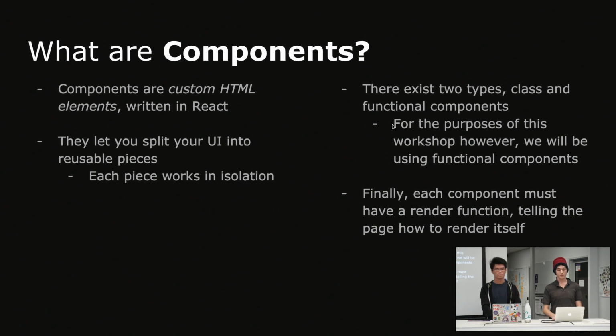All right, so components. Components are pretty much custom HTML elements written in React. They let you split up your UI into loads of reusable pieces, and they involve JavaScript, HTML, CSS. There pretty much exist two types of components: functional components and class components. But for the purposes of this workshop, we'll just be focusing on functional components. That's mostly because React is moving in more of a functional direction. But you're more than welcome to go and look into class components.